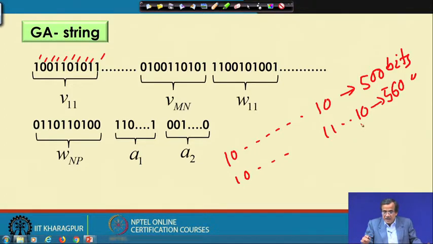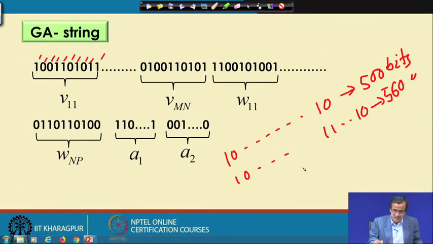So, I am not going to discuss that particular problem in much more detail. To solve that type of problem, we will have to go for a special type of genetic algorithm, that is called the messy genetic algorithm. I am not going to discuss that in detail.